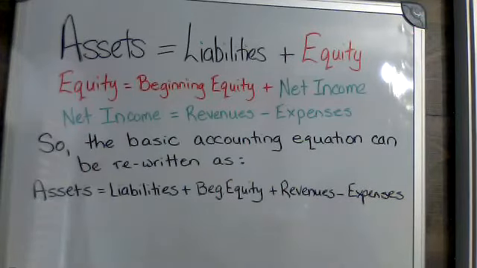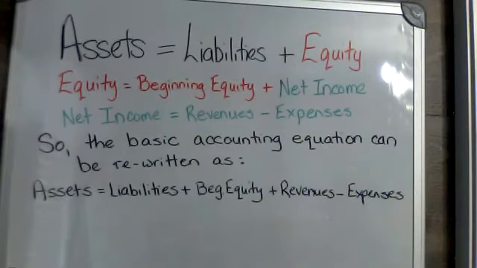I'm going to show you the trick for remembering debits and credits using a hand game and our basic accounting equation. So we start with our basic accounting equation of assets equal liabilities plus equity. And we can restate equity as being beginning equity plus net income. We can further restate net income as being revenues minus expenses. So the basic accounting equation can be rewritten as assets equal liabilities plus beginning equity plus revenues minus expenses.